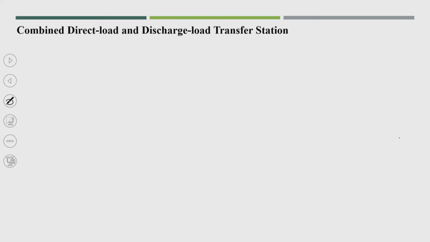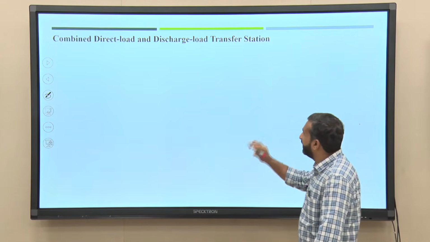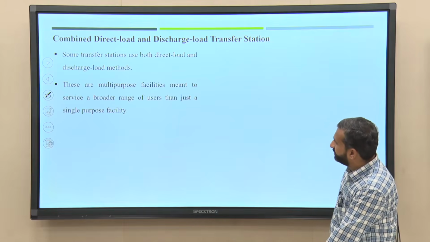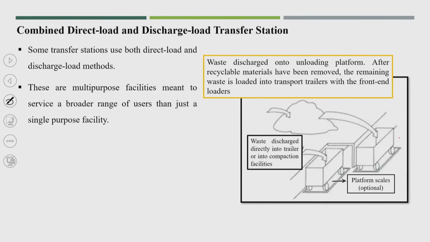Now, another third type is the combined direct load and discharge load transfer station facility. So, it is a combination of both direct load and discharge load. These are multi-purpose facilities meant to serve a broader range of users than a single-purpose facility. So, now here there are two different facilities. Actually, I personally believe that this kind of transfer station is always beneficial for a country like India.